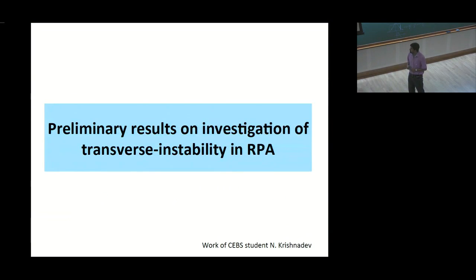So I just want to present some of the preliminary results of this transverse instability.